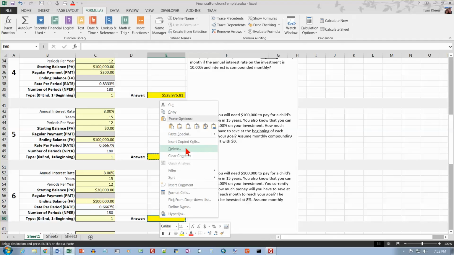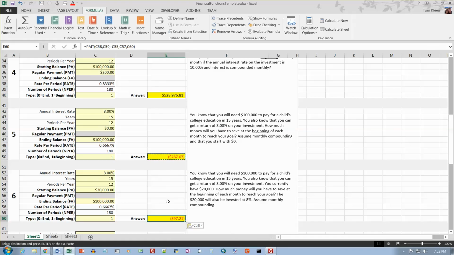do just a regular paste. And if I start off with 20,000, it reduces the amount I have to save every month by almost $200. Looks like $190 left. But I didn't have to redo the problem because it was the same function, and the arguments relative to the formula here were in the same relative locations. So I could just do a copy and paste.